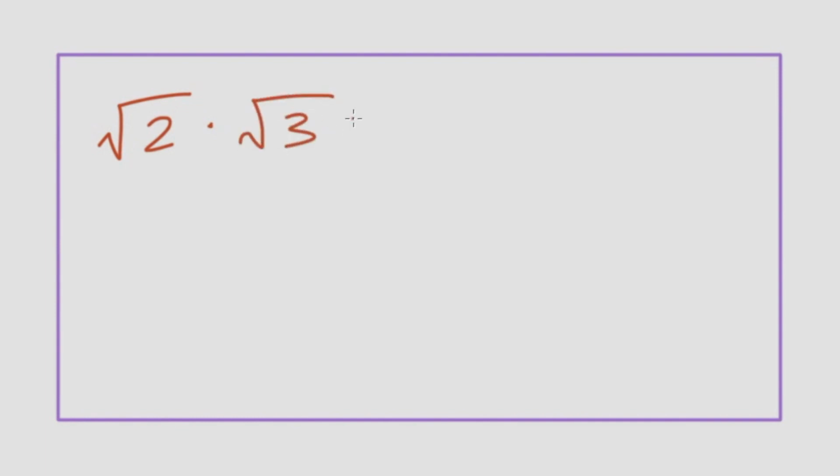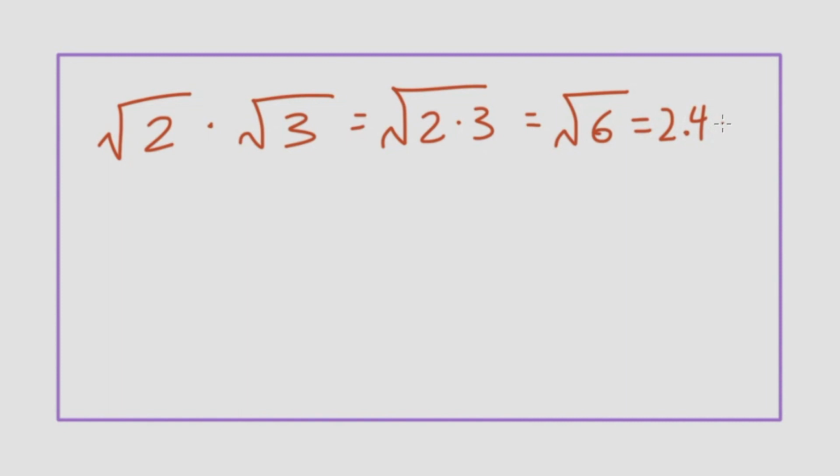So we have root 2 times root 3. Well, we can combine 2 times 3 together to get root 2 times 3. That becomes root 6, because 2 times 3 is equal to 6. And it turns out that if you put this into a calculator, you find 2.449, etc., etc., etc. It's a bunch of random numbers. So it's not a very clean number.